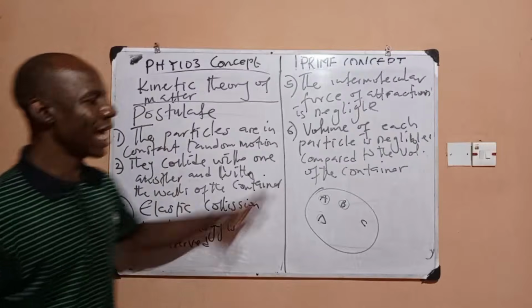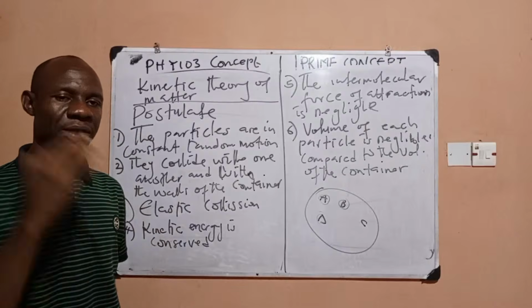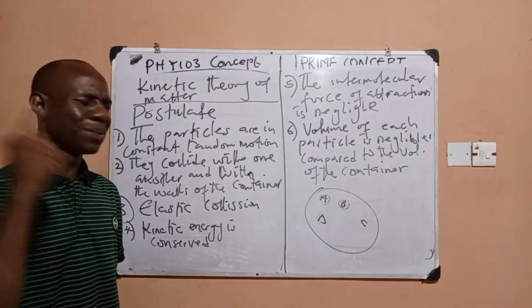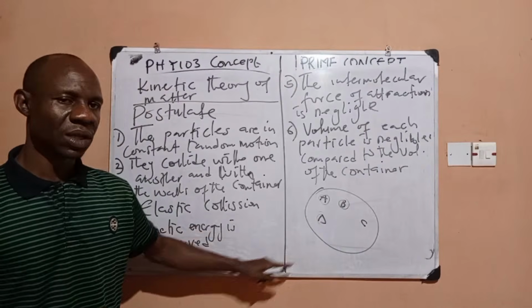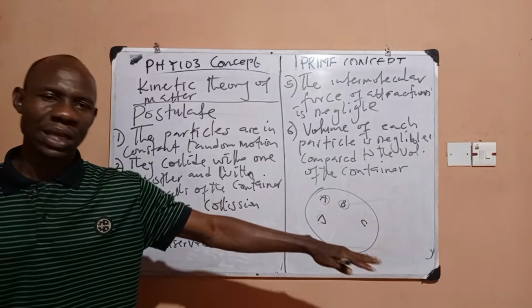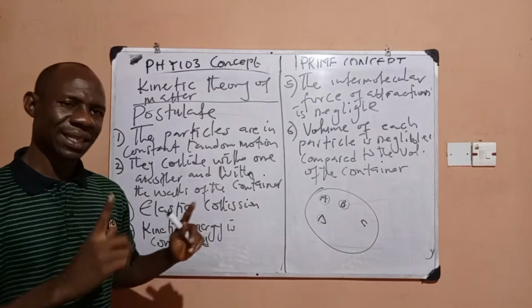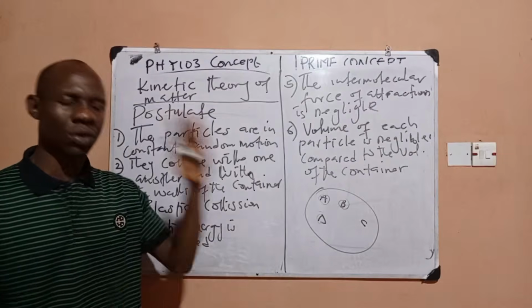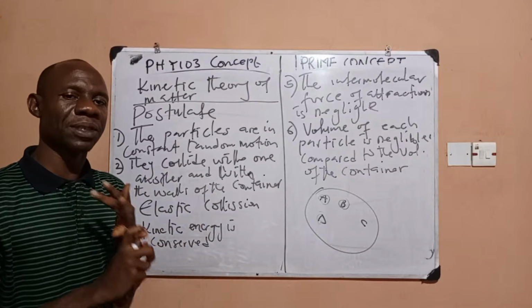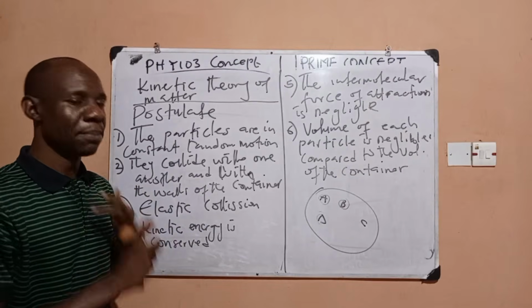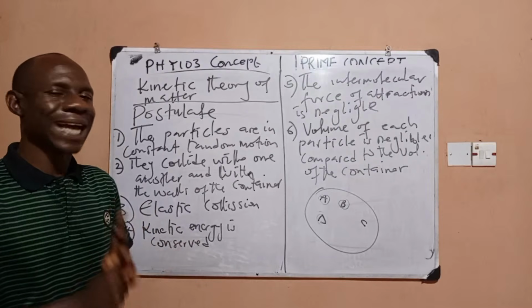Now, with this assumption, some equations were derived. Those equations are equations for the pressure that the gas exerts. Remember, if you have gas molecules, they will be colliding with the container. When the particles are colliding with the container, what are they doing? They are exerting pressure on the container. So with this assumption, you can derive a formula for the pressure exerted by the gas molecules. You can also derive the kinetic energy.